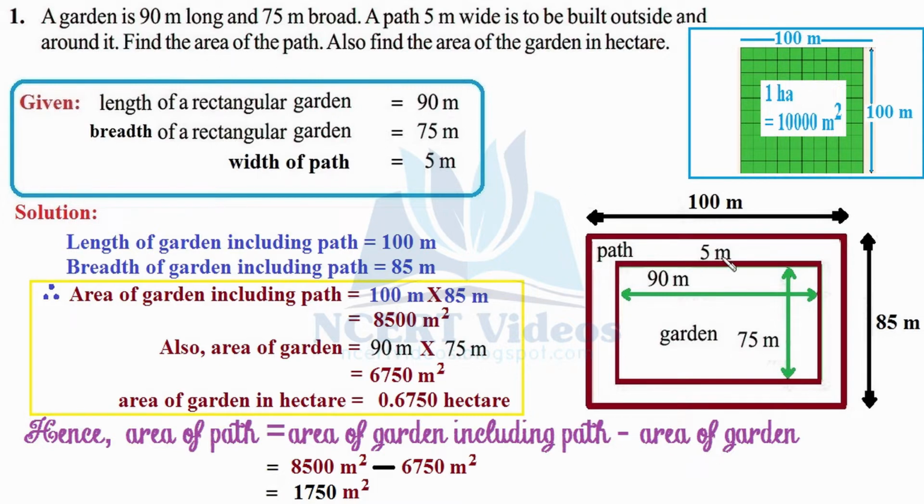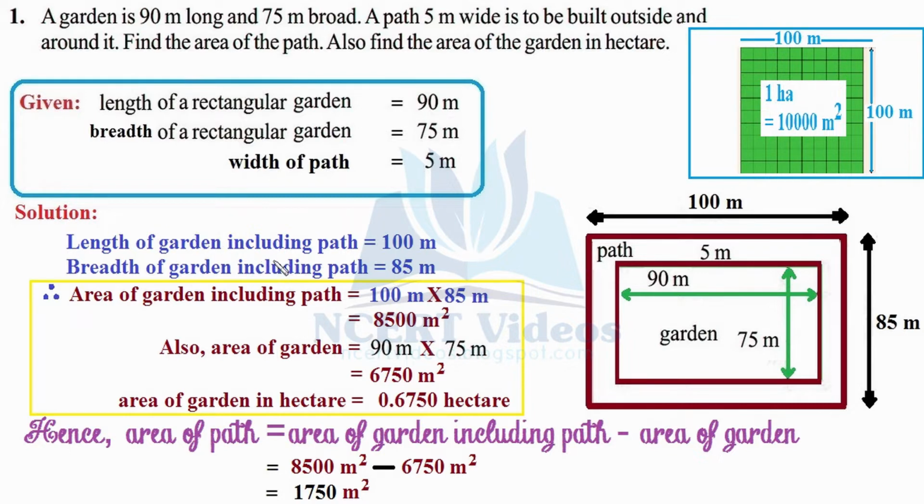So what will be the area of the path? So length of garden including path. If you add the width of the path to the given length of this garden, it will be 100 meters. Because initially this is 90, and this extra is 5 because the width here is 5. Again here it is 5. So 90 plus 5 plus 5 is 90 plus 10 or 100 meter.